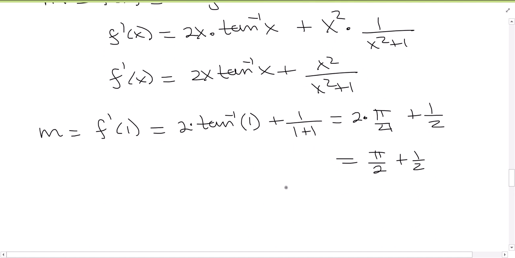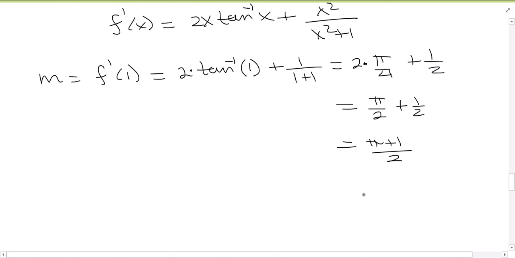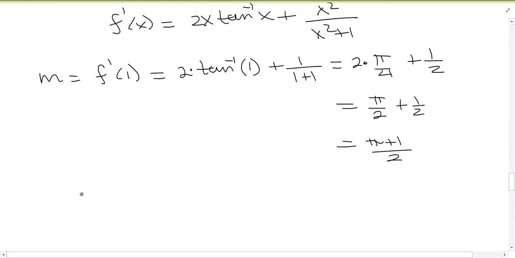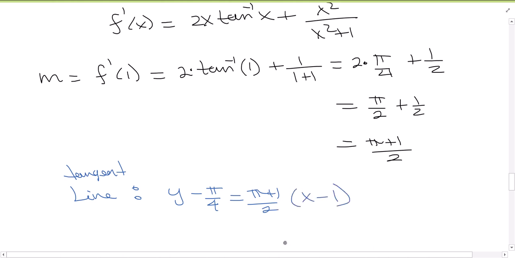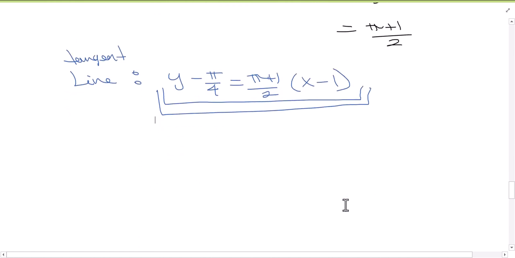So our slope is (pi plus 1) over 2. And so now we can put the equation of the line, the tangent line, will be y minus y1, which was pi over 4, equals m, which we just found to be (pi plus 1) over 2, times x minus x1, which was 1. And you already did all the hard work in finding the slope, so if you leave your answer like this on a quiz or a test, it will be perfectly acceptable.